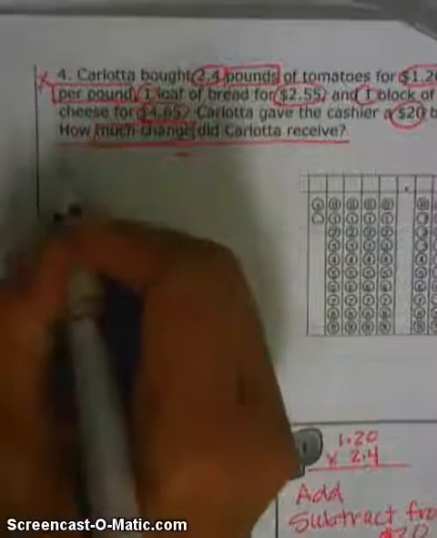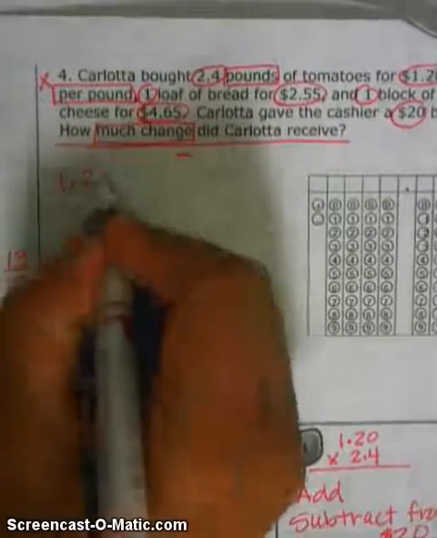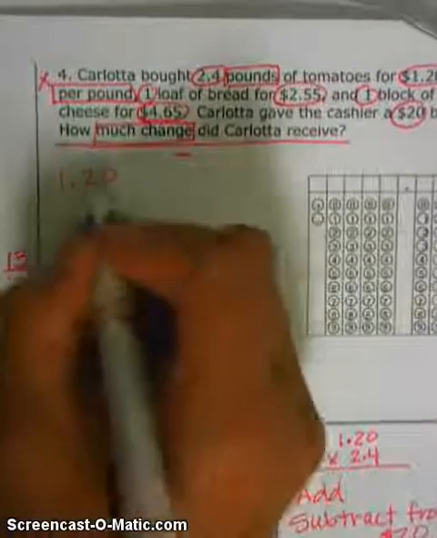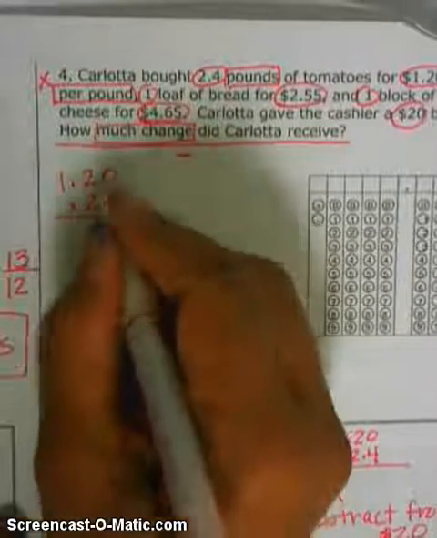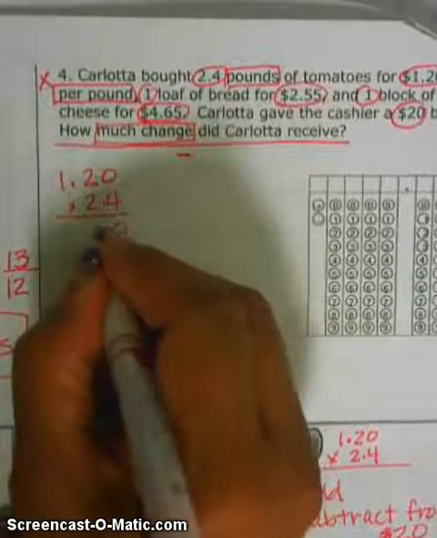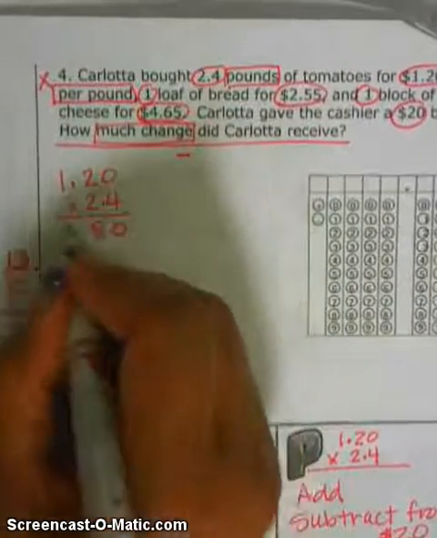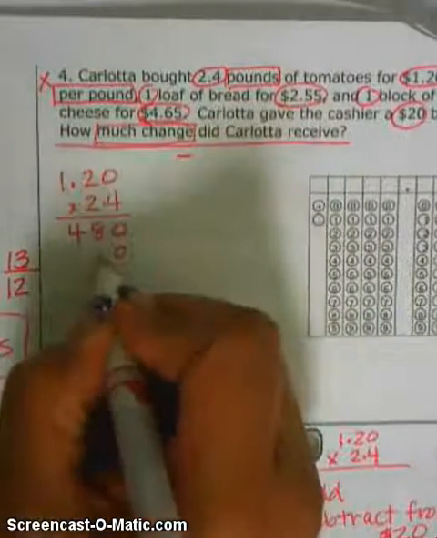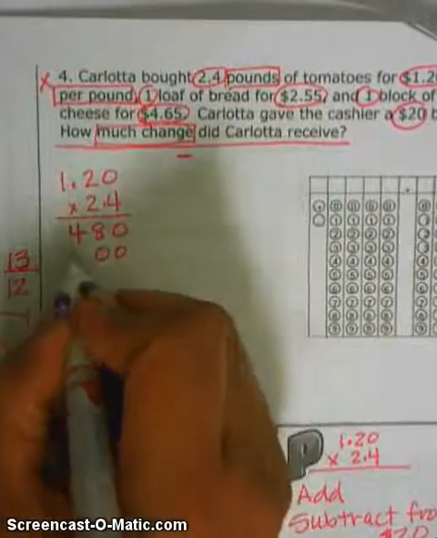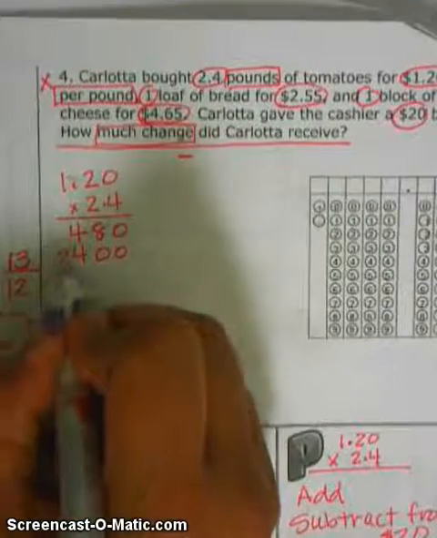Okay, so now let's go take care of the math. First thing I'm going to do is find out how much she spent on the tomatoes. So I'm going to take that $1.20 and multiply it by the 2.4 pounds. 4 times 0 is 0. 4 times 2 is 8. 4 times 1 is 4. I'm going to put a 0 in my placeholder. 2 times 0 is 0. 2 times 2 is 4. 2 times 1 is 2.